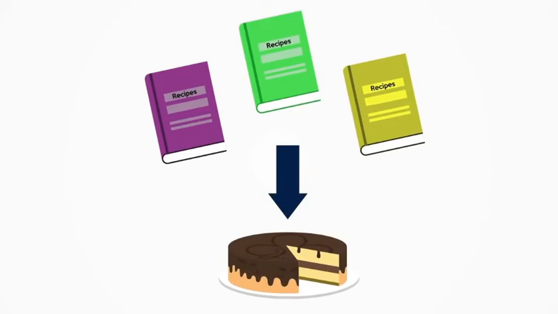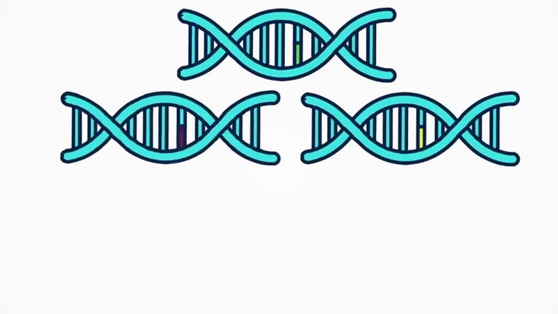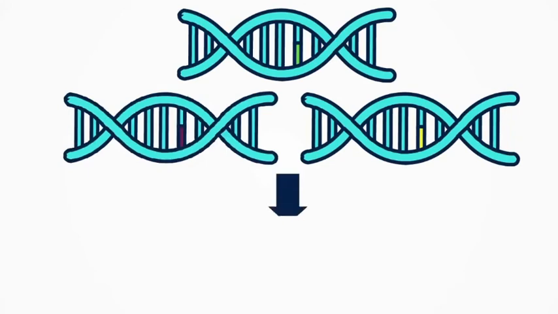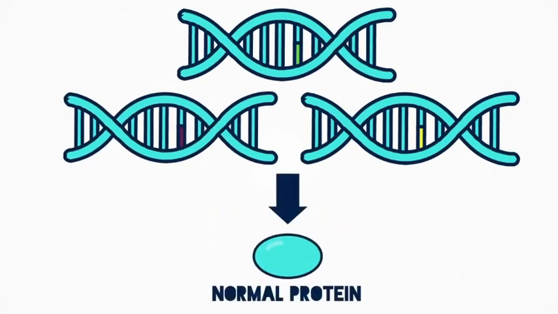If you were to ask several people to give you recipes for a cake, each one would be slightly different, but in the end, all the recipes would still make a cake. It's the same thing with our genes. There's no perfect version of any gene. There's lots of different versions that end up making the normal protein as the end product.